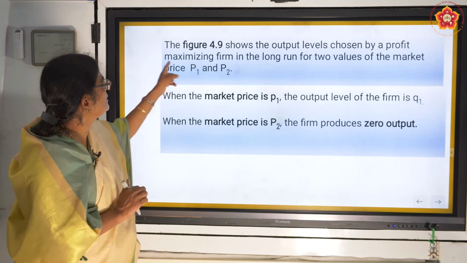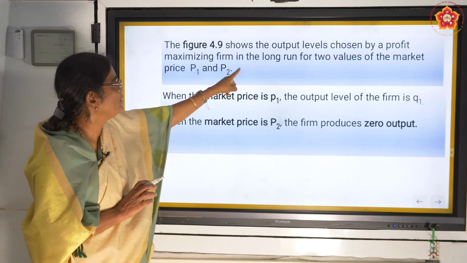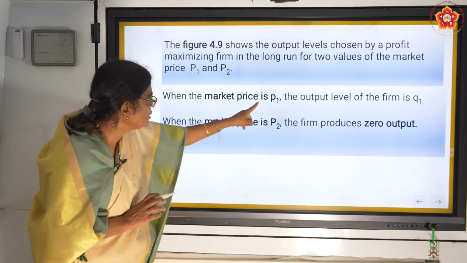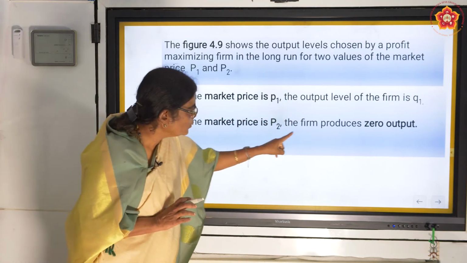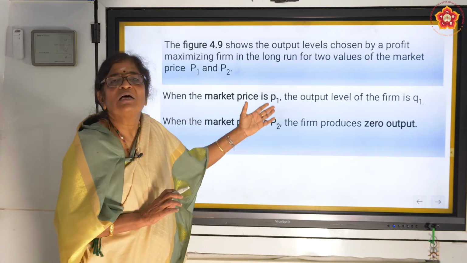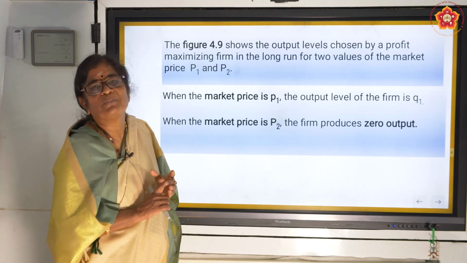Here you can see that Figure 4.9 shows the output level chosen by a profit-maximizing firm in the long run for two values, P1 and P2. When the market price is P1, the output level of the firm is Q1. When the market price is P2, it produces zero output. Why do you know that? Because P2 is less than average cost. That is not the condition needed for profit maximization.